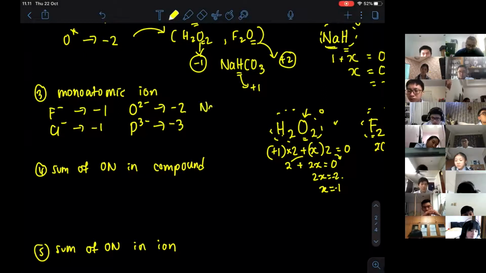If you have Na plus, Al3 plus, they follow the charge. So it's going to be +1. This one is going to be +3 and so on. So these are the examples.